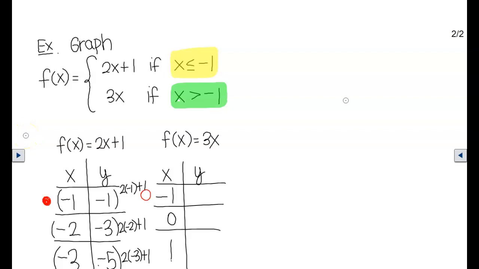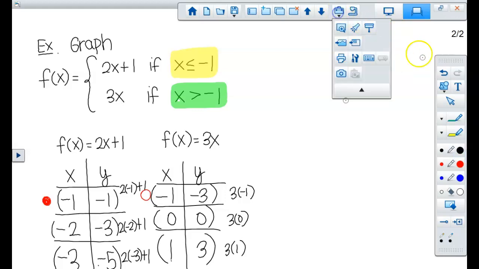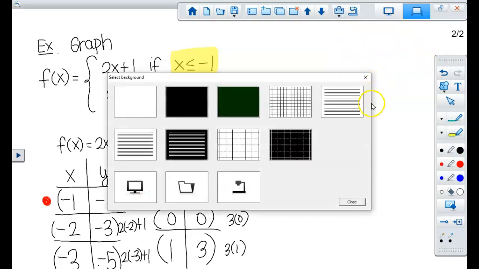Now, for the second part, we're going to input negative 1, 0, and 1 into that second rule. So you're going to do 3 times negative 1, which would be negative 3. There's an ordered pair. You're going to do 3 times 0, which is 0. There's another ordered pair. And then you're going to do 3 times 1, which is 3. There's another ordered pair. All right, so we have created a function table for each of those rules. And now we are ready to graph this piecewise function.